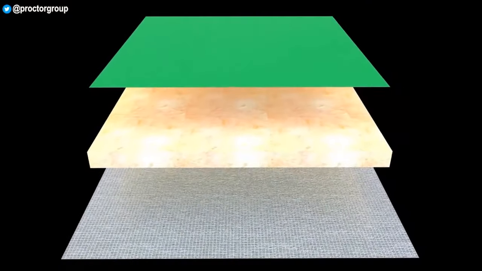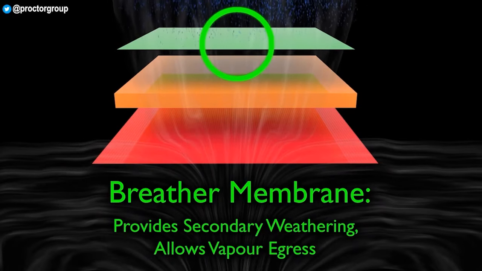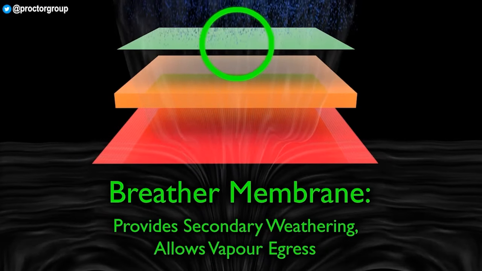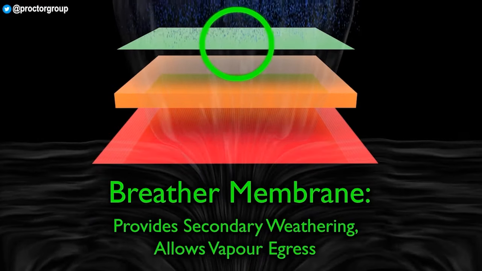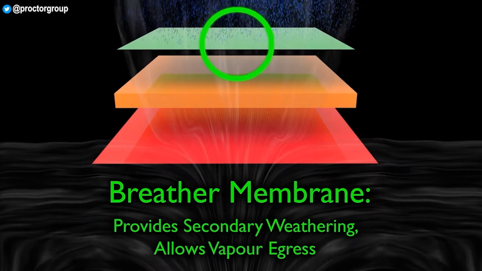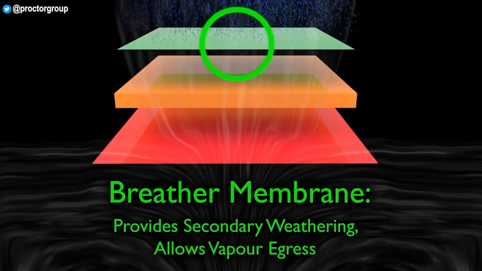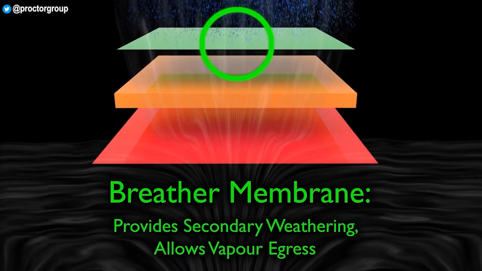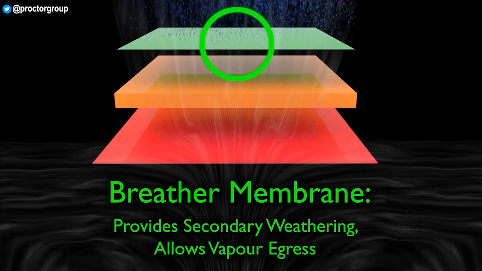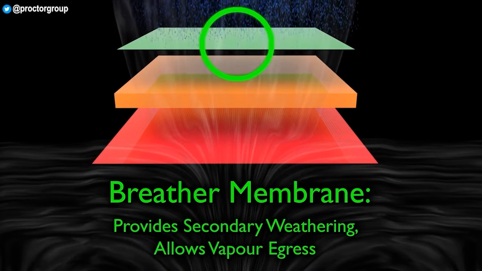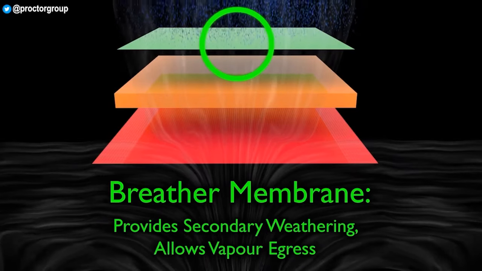Membrane types and functions. Breather. Breather membranes are installed on the outside of the insulated envelope. The membrane provides temporary weather protection during construction and secondary protection once the building is complete. Breather membranes usually contain hydrophobic additives, meaning they actively repel liquid water. The vapour permeable nature of breather membranes ensures any moisture within the construction or originating from the building use or occupants can escape to the atmosphere as easily as possible.